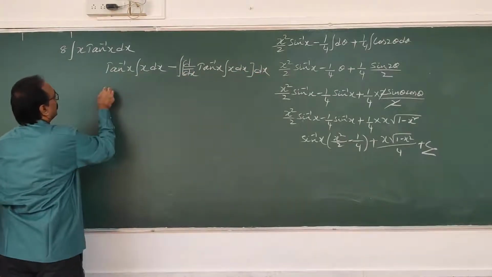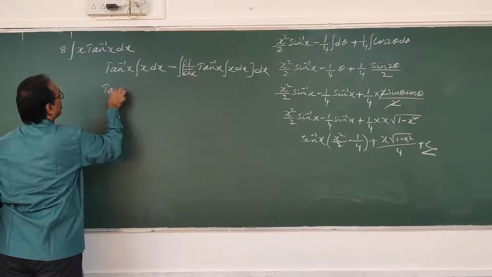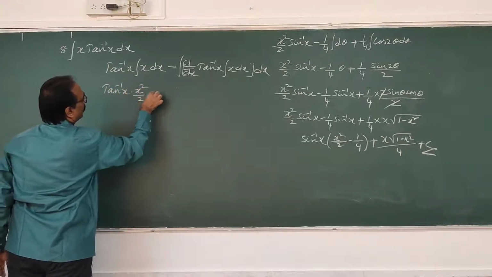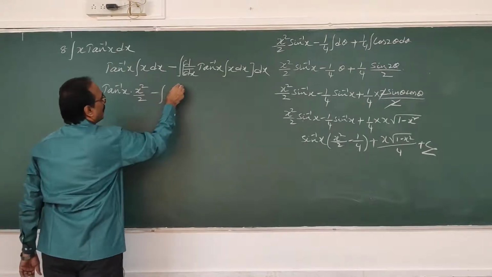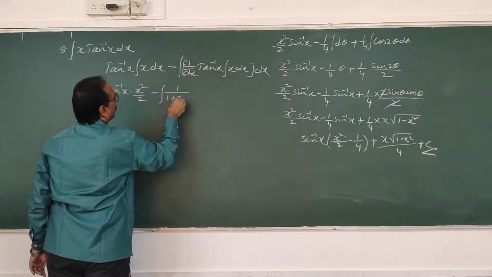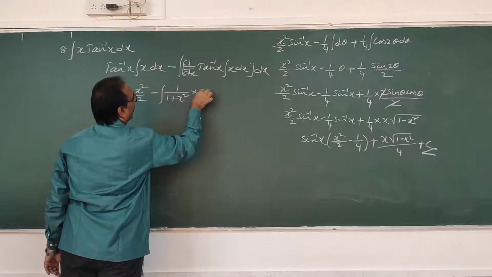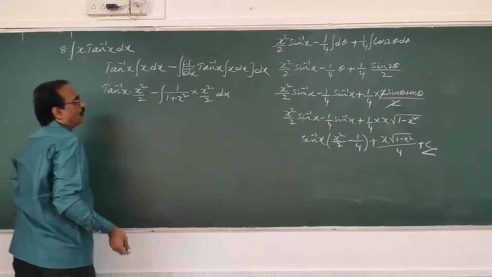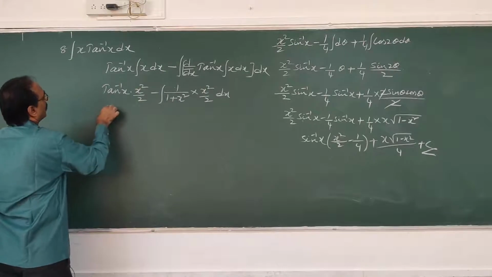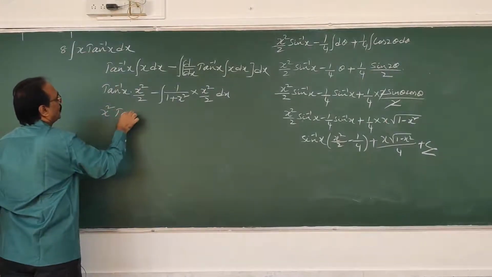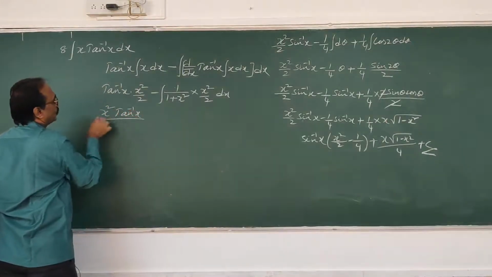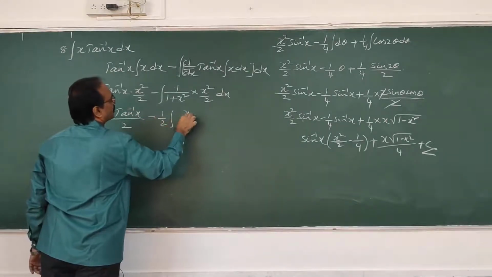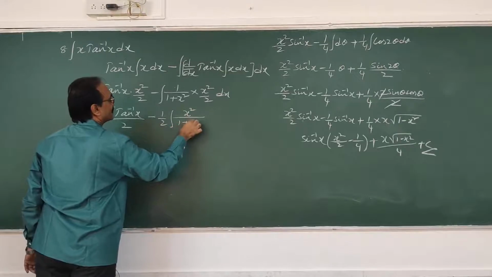Now you see, tan inverse x into integral x means x square by 2, minus integral of derivative of tan inverse x, 1 by 1 plus x square, into x square by 2 dx. That is an integral only, no? Okay, so here, you can write x square into tan inverse x by 2, minus 1 by 2, integral x square by 1 plus x square dx.